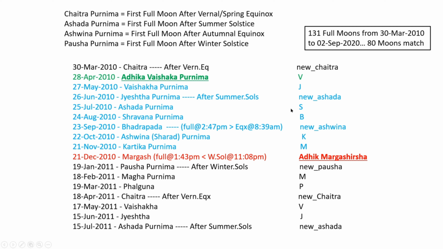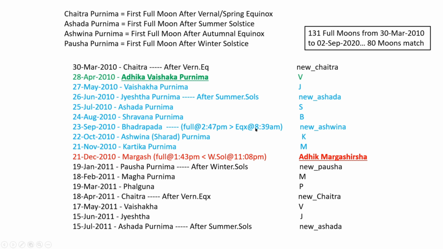So now then it is Shravana, Bhadrapada. Then this is on 23rd September. This year, 2010, 23rd September had both the full moon and also the autumnal equinox. The autumnal equinox was early in the morning at 8:39 a.m. and the full moon was in the afternoon at 2:47 p.m. IST, Indian Standard Time. So since the equinox is before the full moon, the full moon is later.